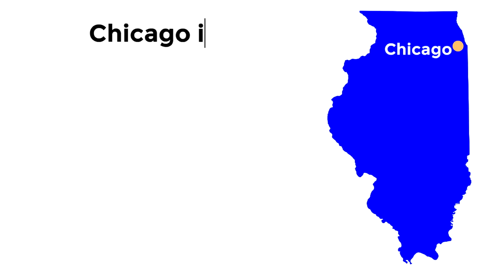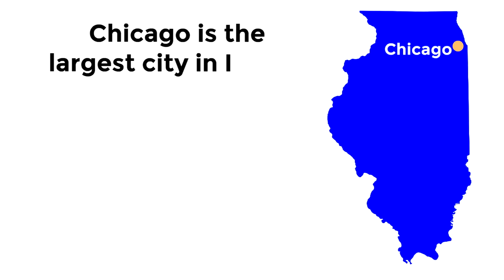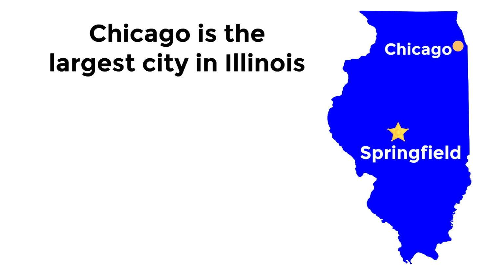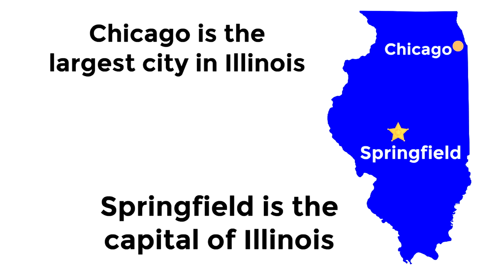Okay, so here is Illinois again. What a nice looking state. In the northeastern part of the state is Chicago. Chicago's right there on the top. Do you see it? Chicago is the largest city in Illinois. And then Springfield, another major city of Illinois, is down near the middle of the state. Springfield is the capital of Illinois.